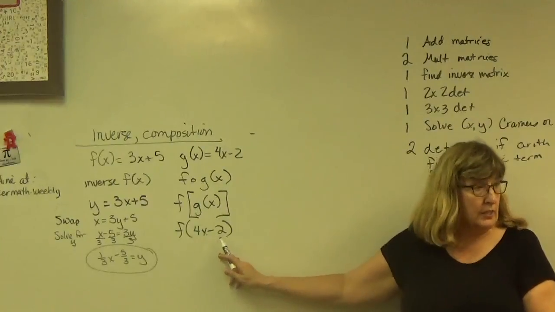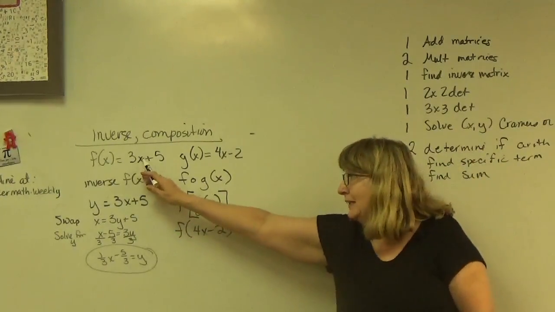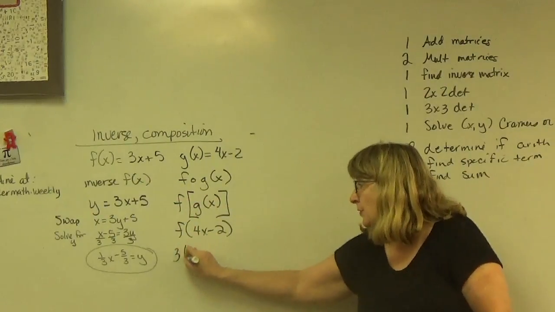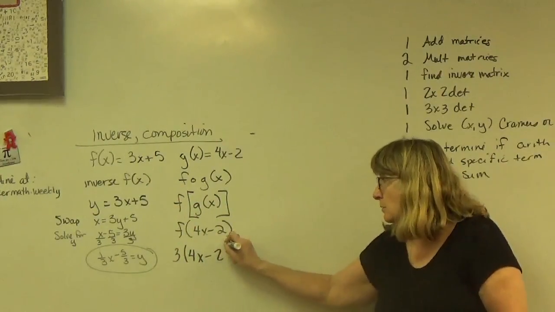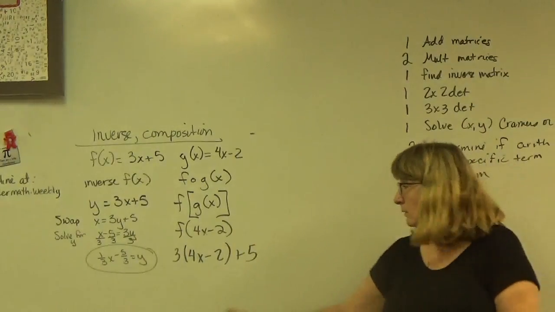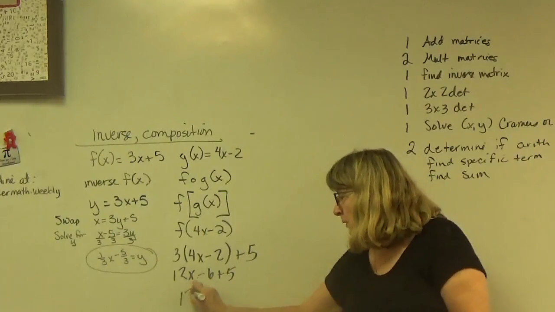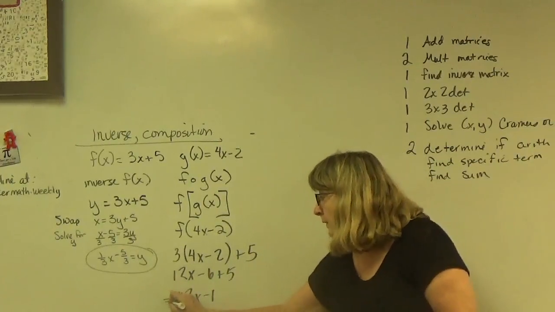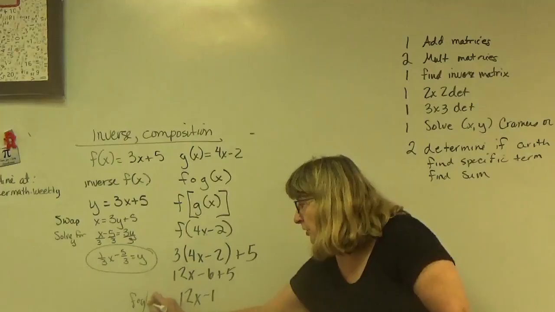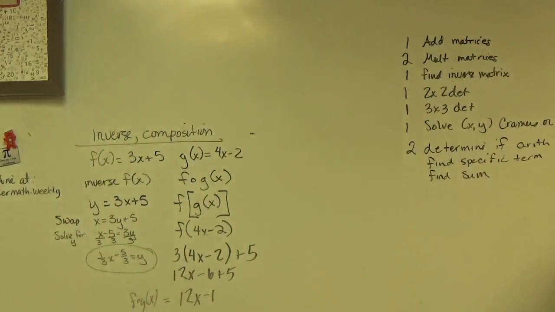Now we need to put 4x minus 2 into the f equation in place of x. So it'll be 3 times 4x minus 2 plus 5. So what do we get? 12x minus 6 plus 5. 12x minus 1. And that is f composition g of x. So a composition function is where you put a function into another function.